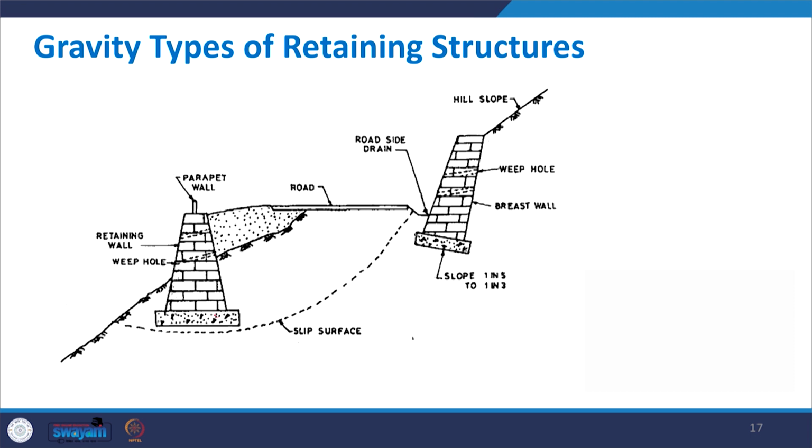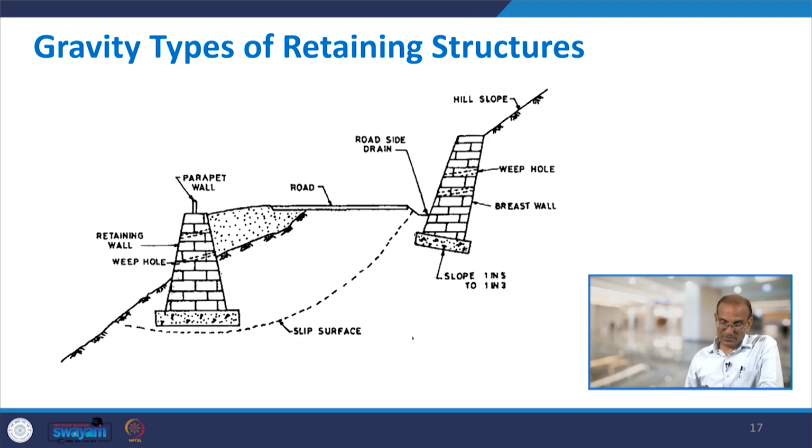The retaining wall is the lower one, and to understand it, try to understand the original position. The original position before putting the retaining wall was this. Now what is done? We want to create a road here, so this part needs to be protected, because this is a road. So what is done here? First of all, this part is filled to provide stability to the road.